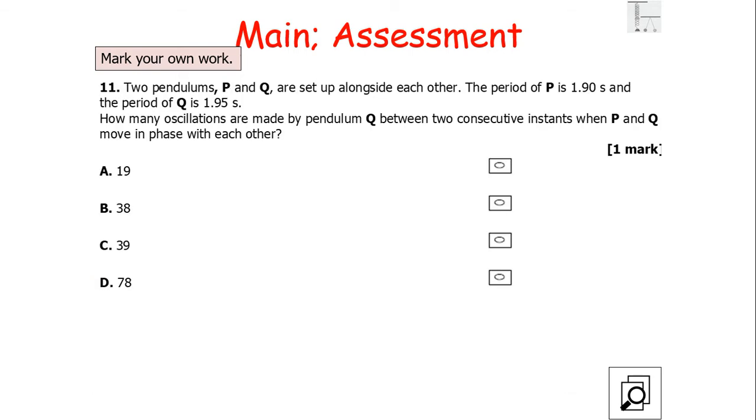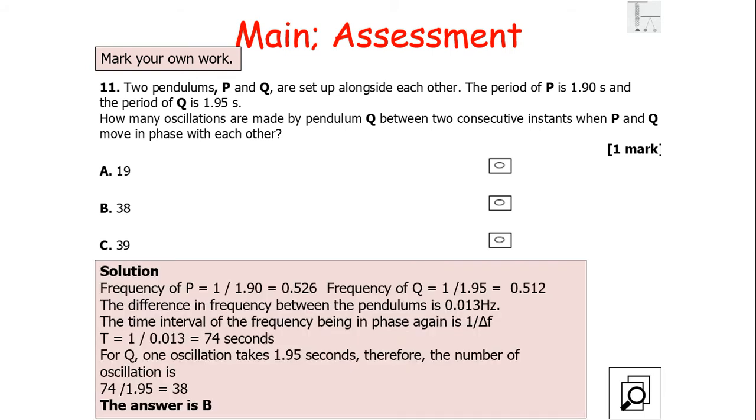Question 11. Two pendulums P and Q are set up alongside each other. The period of P is 1.9 seconds and the period of Q is 1.95 seconds. How many oscillations are made by pendulum Q between two consecutive instants when P and Q move in phase with each other? Now, the answer is B, and let's have a look at this.